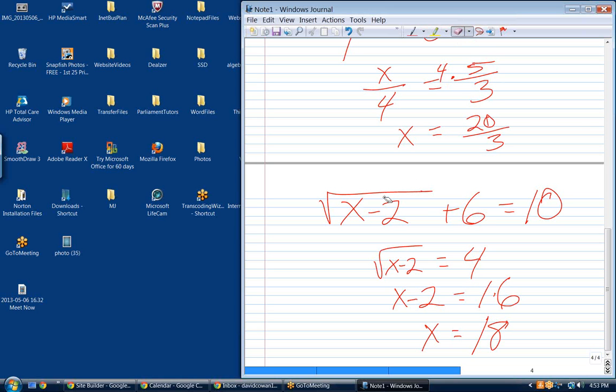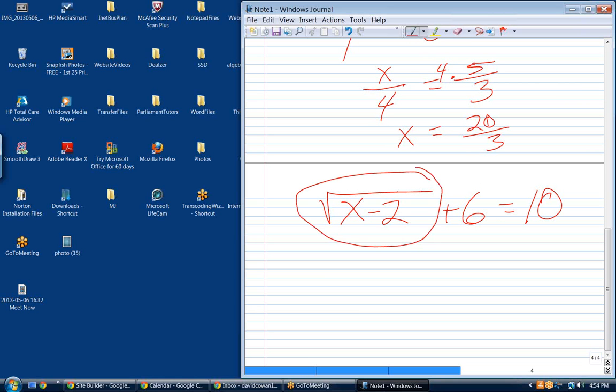Okay, now let's look at this function right here, the one we started with. What is its domain? All real numbers. What happens if I let x be 0? What am I going to end up doing? Find the square root of negative 2. Which you can't do. You can't take the square root of negative numbers.